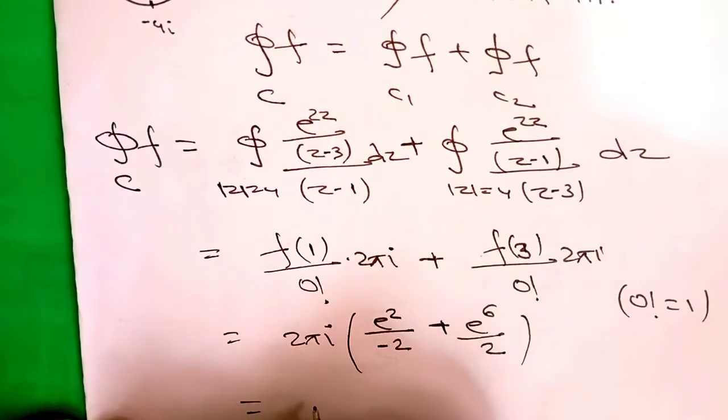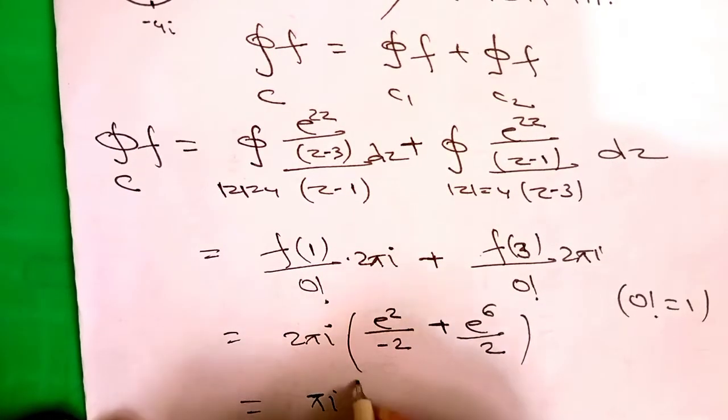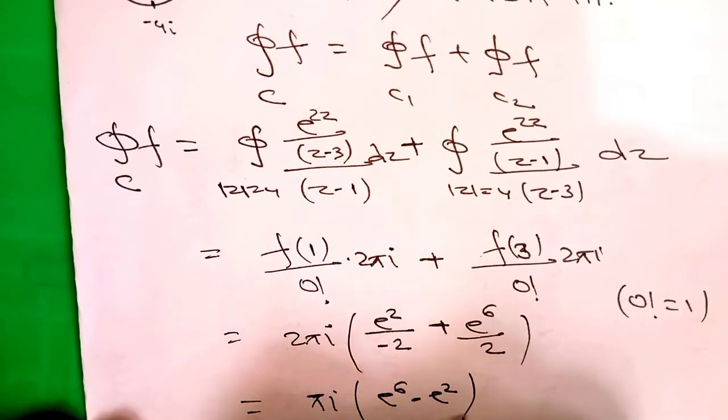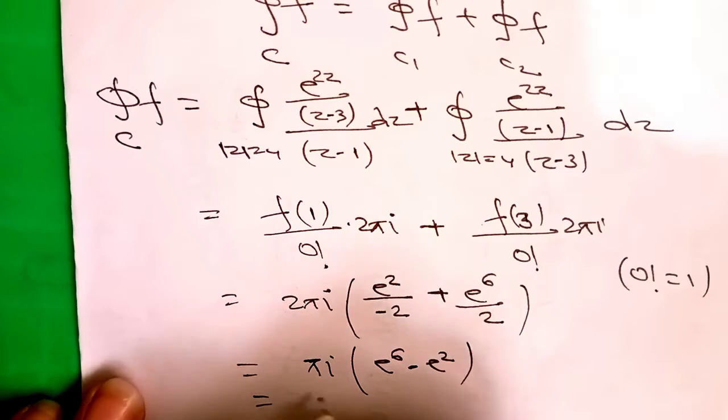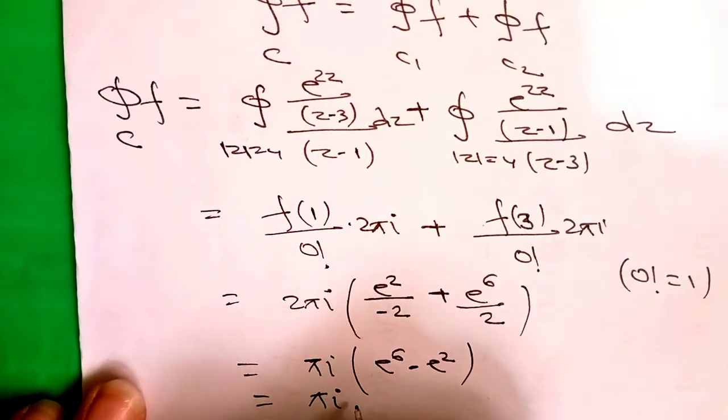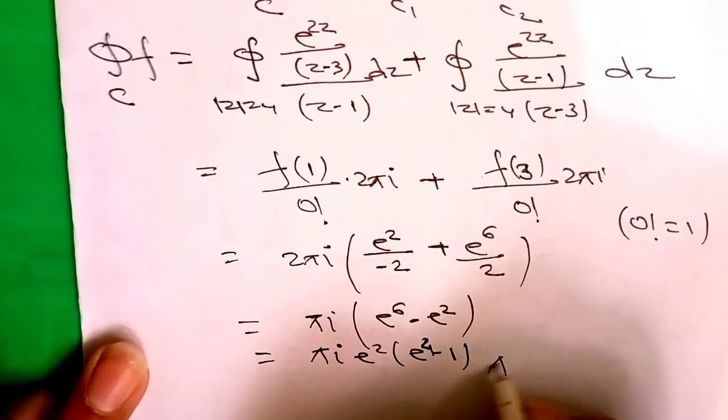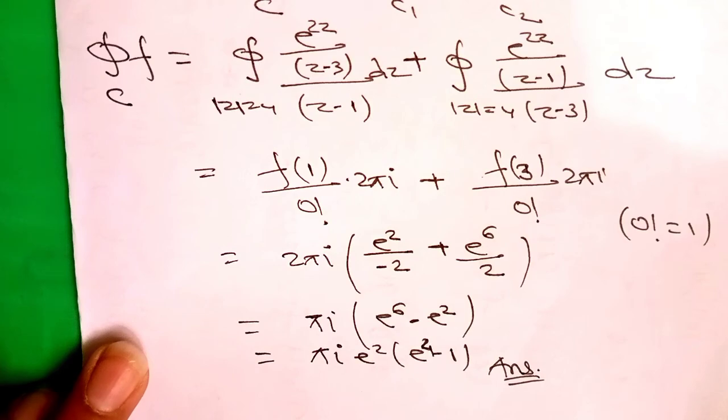Take 2 outside. This is pi i, e^6 minus e^2. After solving again, squared, it is e^4 minus 1. This is the answer. Now move on to the second question.